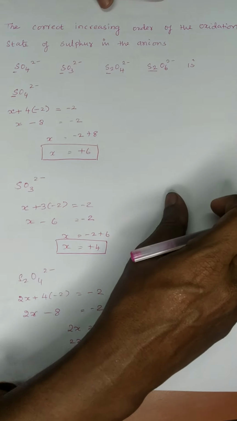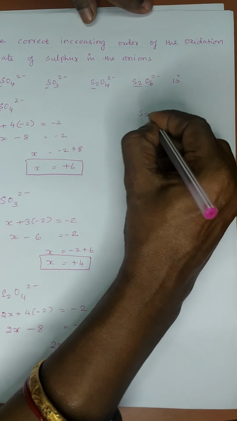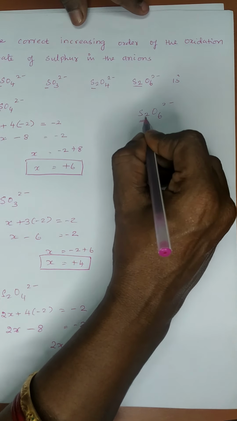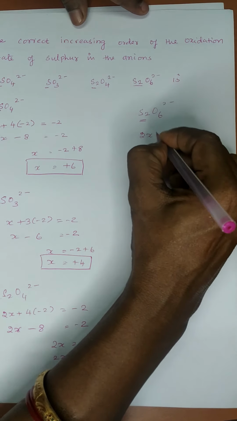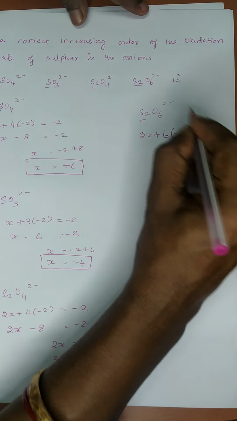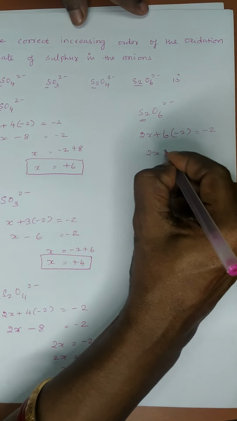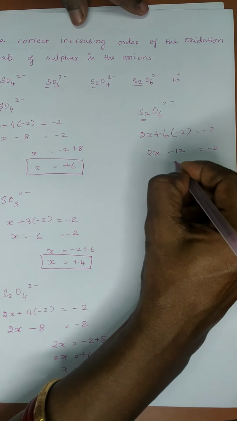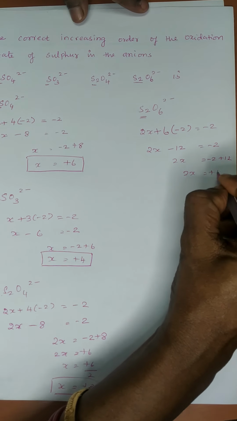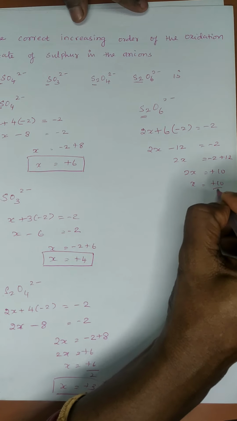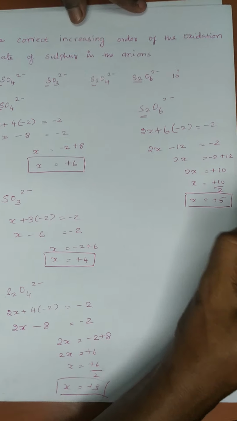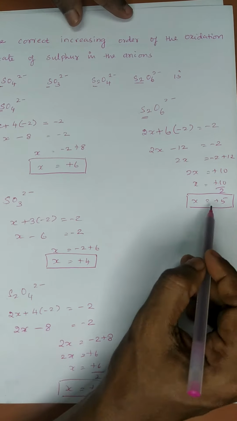And one more example, S2O6 2 minus. Here also we have to calculate the oxidation number of sulfur. Here 2 sulfur atoms are there, so 2X plus how many oxygen atoms? 6 oxygen atoms. What is the oxidation number? Minus 2, equal to minus 2. So 2X minus 12 equal to minus 2. 2X equal to minus 2 plus 12. 2X equal to plus 10. X equal to plus 10 by 2. We get X equal to plus 5. So the oxidation number of sulfur in S2O6 2 minus is plus 5.